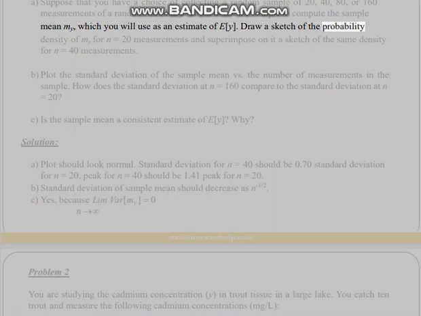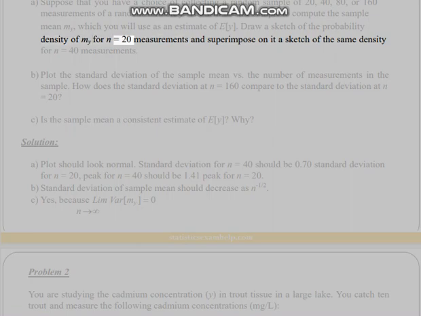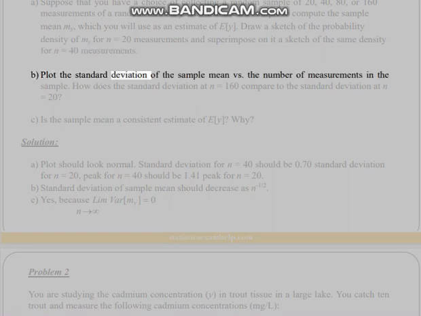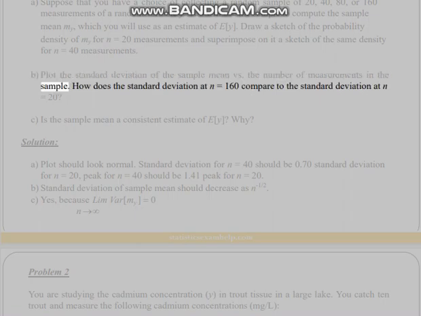Draw a sketch of the probability density of the sample mean for n equals 20 measurements and superimpose on it a sketch of the same density for n equals 40 measurements. B. Plot the standard deviation of the sample mean versus the number of measurements in the sample. How does the standard deviation at n equals 160 compare to the standard deviation at n equals 20? C. Is the sample mean a consistent estimate of E[y]?